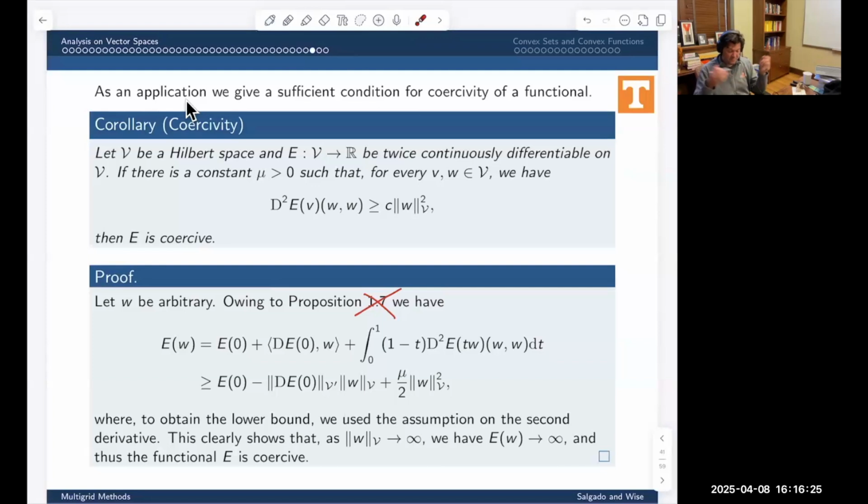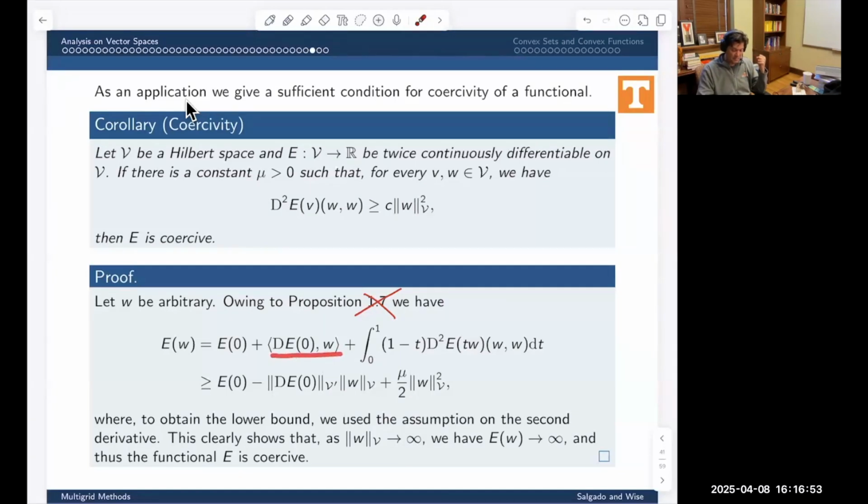It's just some bounded linear functional, and we have to operate on arbitrary elements W, and this is the term that comes out in the Taylor theorem with integral remainder. This guy simplifies as well. Remember, this is W minus V and W minus V, but V is equal to 0. This also simplifies because V is equal to 0, right? So now what are we going to do?